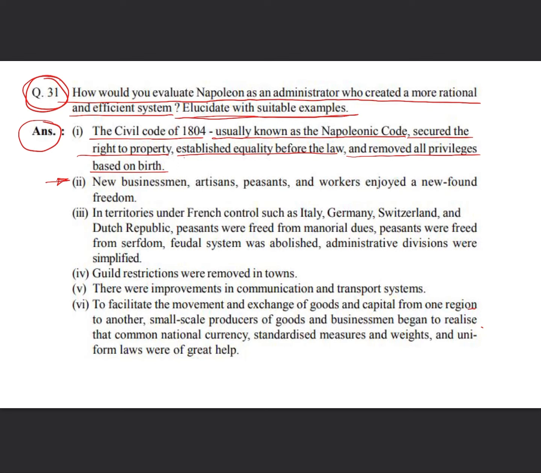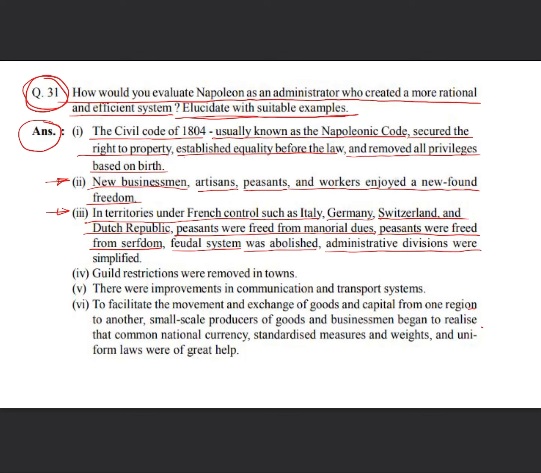Second point. New businessmen, artisans, peasants, and workers enjoyed a newfound freedom. Third, in territories under French control such as Italy, Germany, Switzerland, and the Dutch Republic, peasants were freed from manorial dues. Peasants were freed from serfdom, feudal dues were abolished, administrative divisions were simplified. Fourth, guild restrictions were removed in towns. Fifth, there were improvements in communication and transport systems.